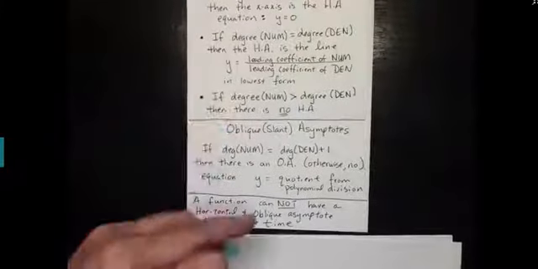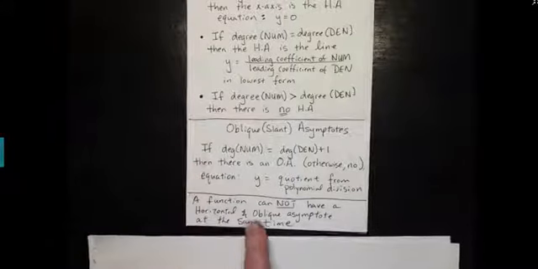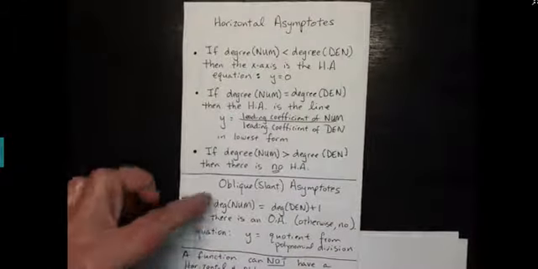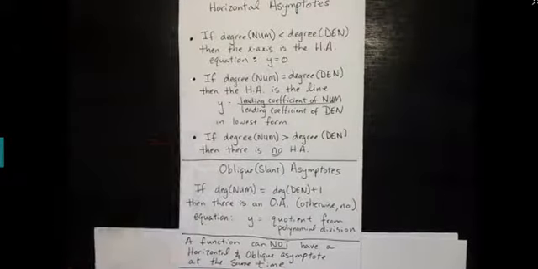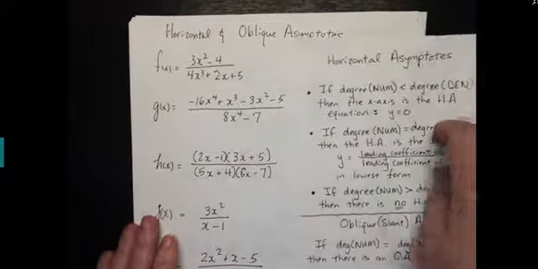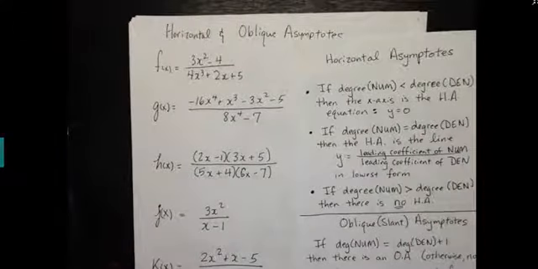Now, from these rules, it should be obvious a function cannot have a horizontal and oblique asymptote at the same time, because each of these cases is exclusive, and so you can't be in more than one case at the same time. Okay, so some of these are really easy, others take more work to see. All right, so let's start with this one.